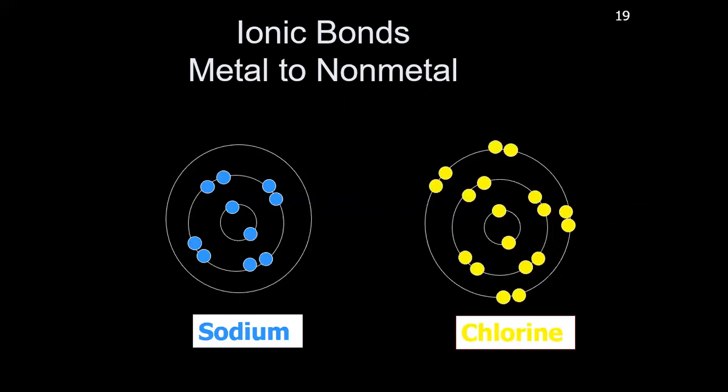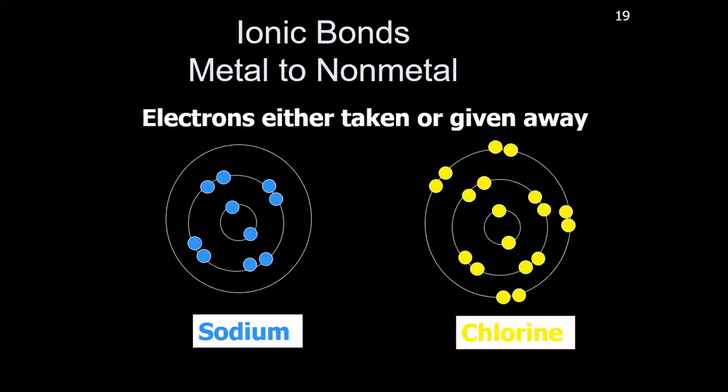Sodium is a metal and chlorine is a non-metal. Electrons in an ionic bond transfer from metal to non-metal. Electrons are either taken or given away. After losing electrons, sodium will acquire a positive charge. So this positive charge will attract the negative charge, because chlorine has acquired a negative charge after gaining an electron from sodium.